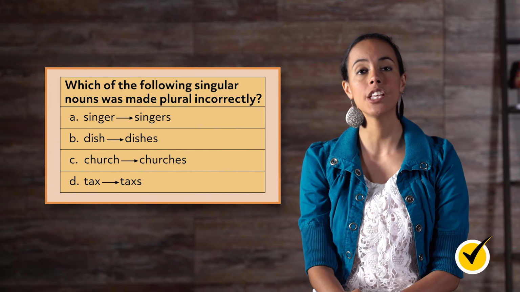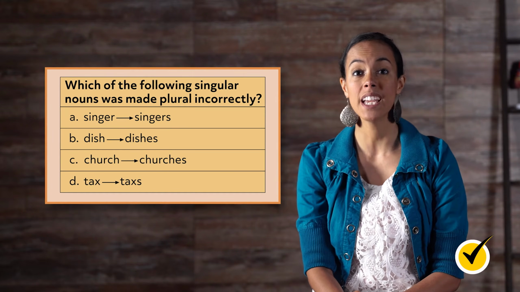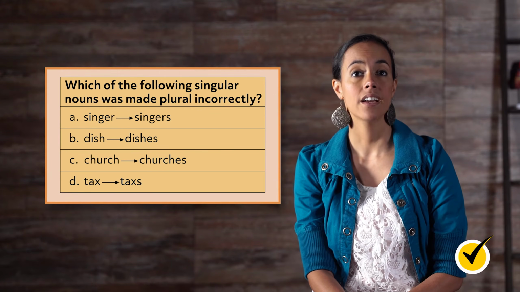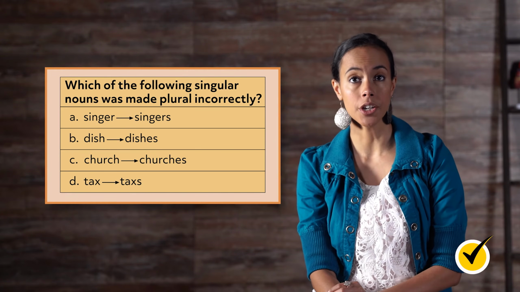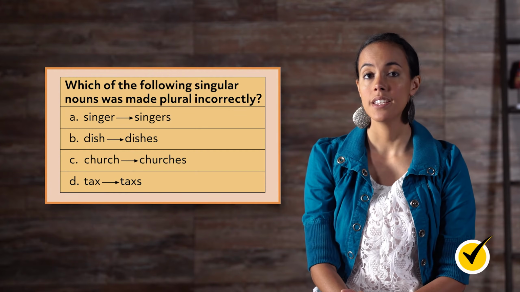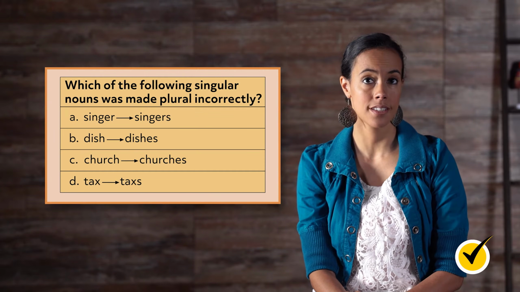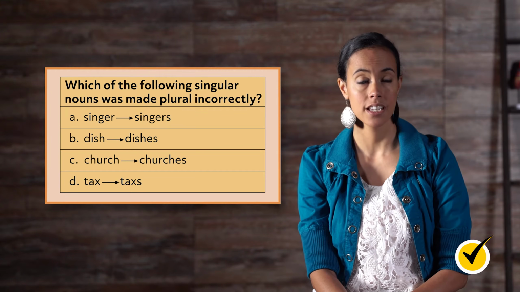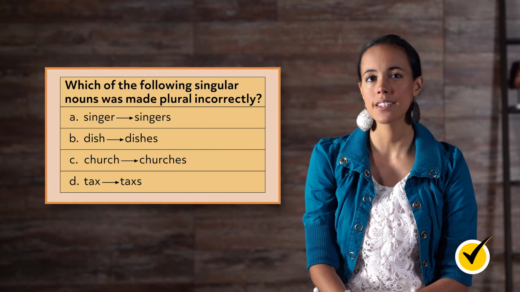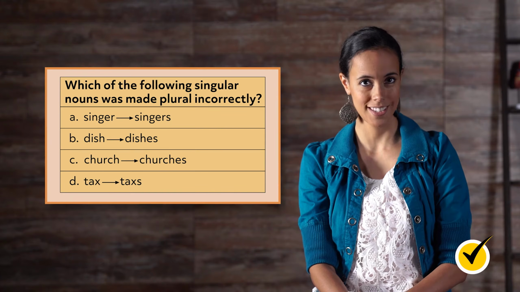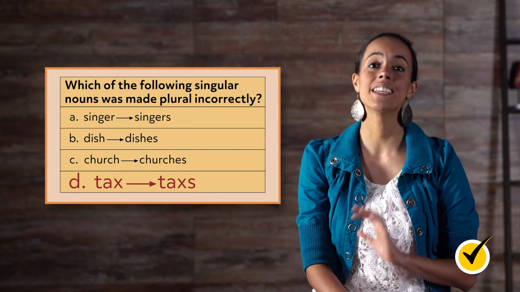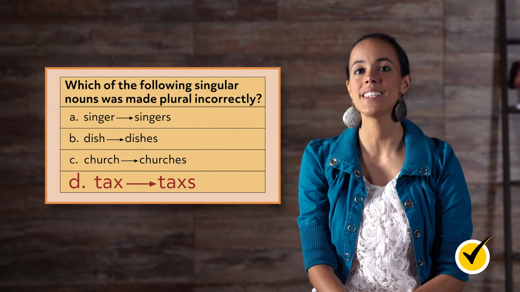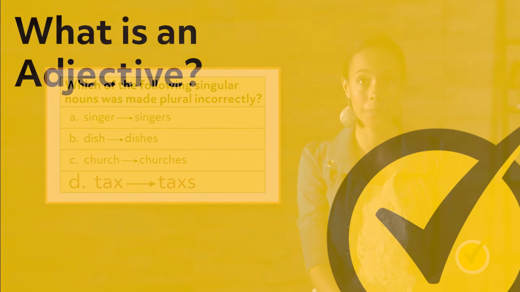Which of the following singular nouns was made plural incorrectly? A, singer to singers, B, dish to dishes, C, church to churches, or D, tax to taxes? D, because nouns that end in X take an ES to make them plural.